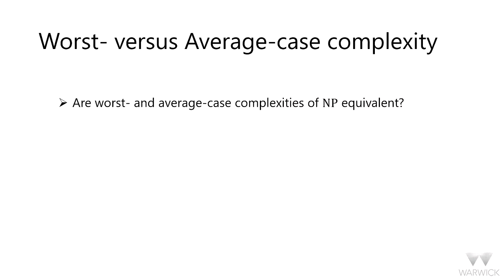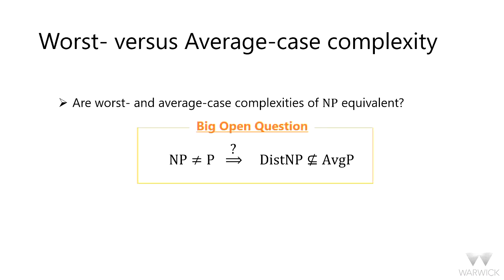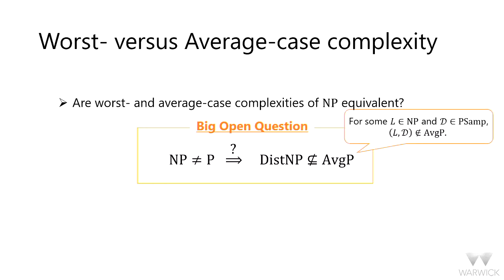A big open question in the theory of average case complexity is whether the worst case and average case complexities of NP are equivalent or not. Formally, we can consider the following statement: assuming NP is not equal to P, can we show that distributional NP is not in average P? This is a big open question in the area.